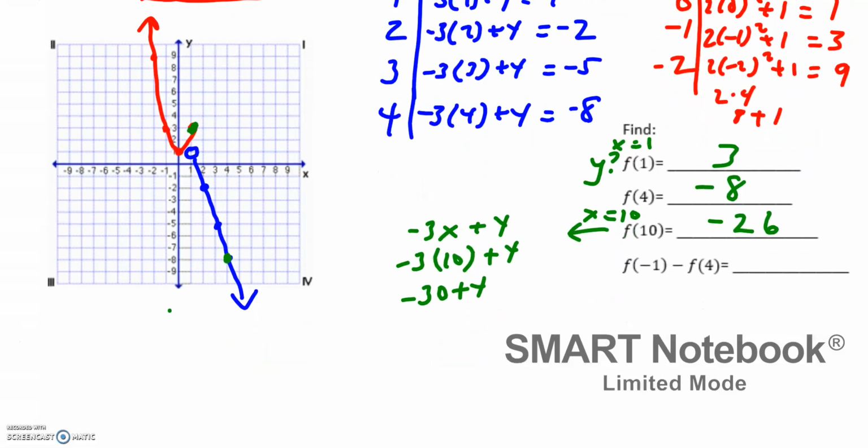Last but not least, f of negative 1 minus f of 4. f of negative 1, the y value that goes with negative 1 is here at 3, minus f of 4 is here at negative 8, and I already asked you that here. So that would be 3 minus negative 8, which is really 3 plus 8, or 11.